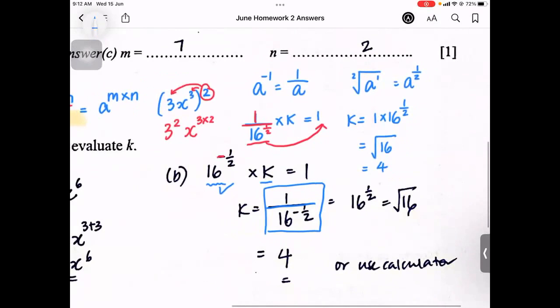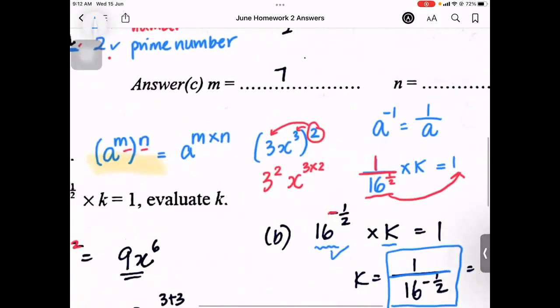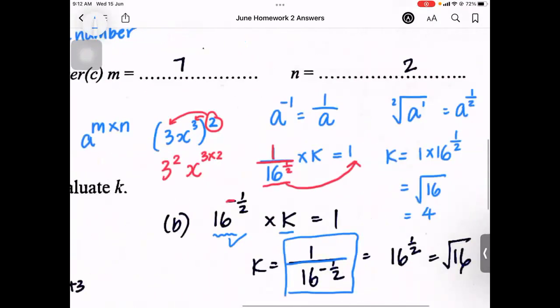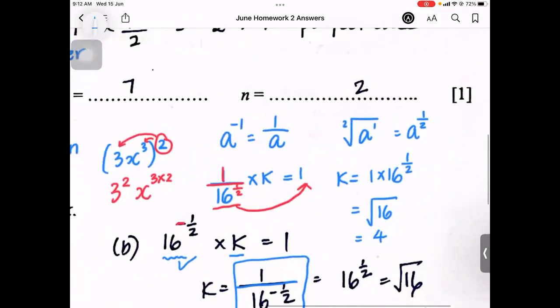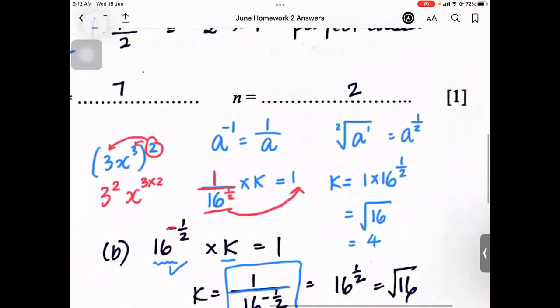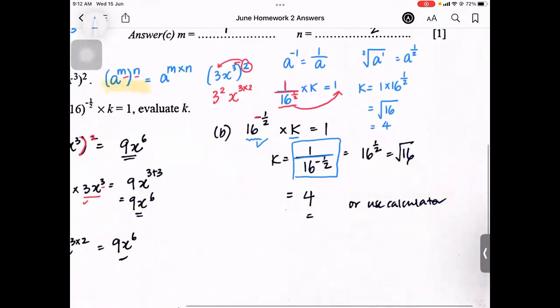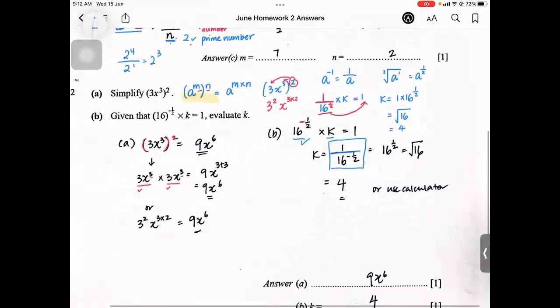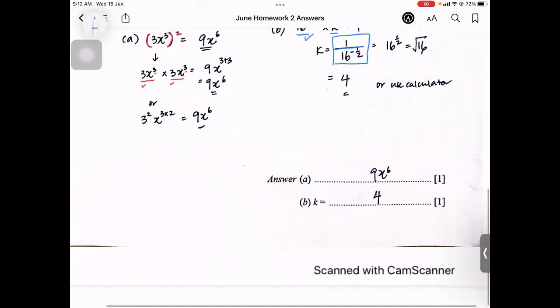Okay. Right, so there are a few main concepts. Number 1, a to the power of n times n, okay, bracket. Then the second one, negative power. Third one, square root, power of the power. Okay, move on to the next question.